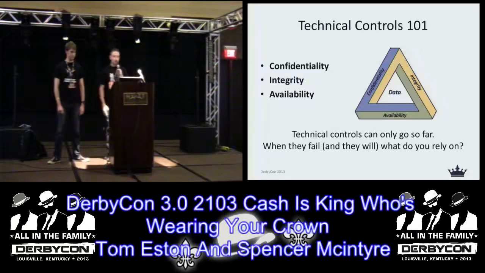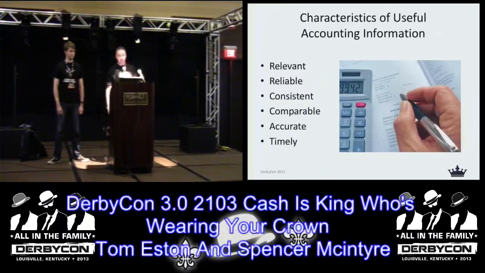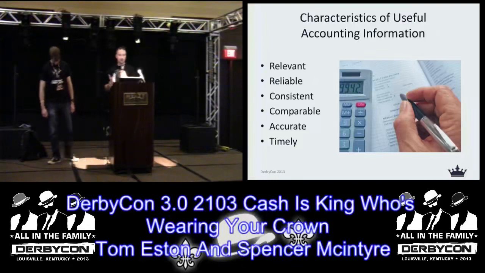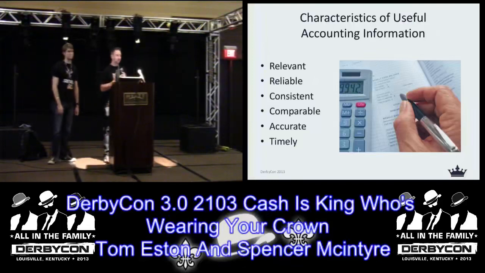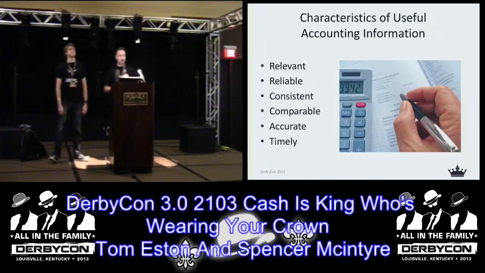So we all know the technical controls. We know confidentiality, integrity, availability, all meant to protect data, right? But the problem is technical controls can only go so far, and they will fail, right? So what do you rely on? There has to be something else, like non-technical controls, that can help supplement the controls that you put in place. And from an accounting perspective, it's very similar. They have similar requirements. Accounting data and information has to be relevant, reliable, consistent, accurate, timely. All these things are very important for financial information. So if I'm able to change any of this, manipulate it, or steal it, it becomes very advantageous to the attacker.